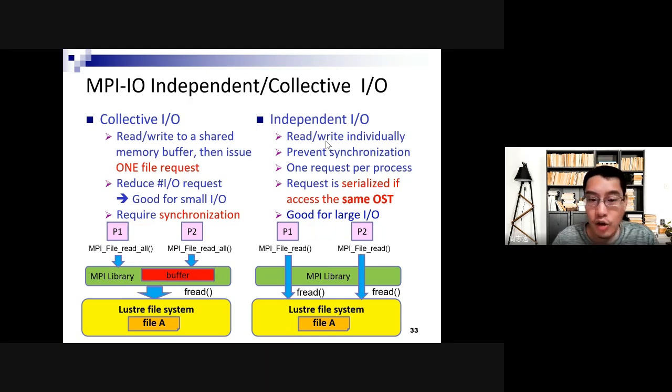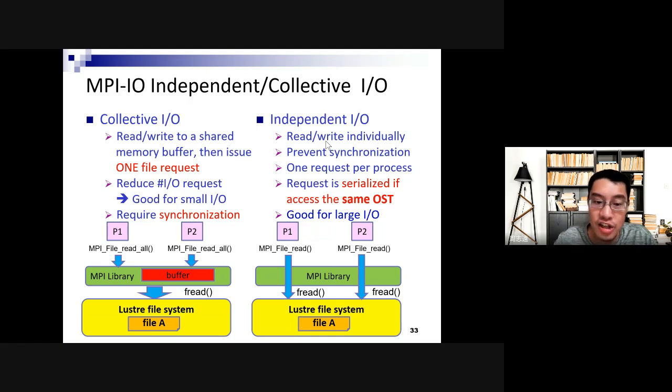So collective I/O usually will only work well if the individual I/O is small, so you can use a large I/O to improve the data transfer performance and overcome the management overhead we just mentioned.